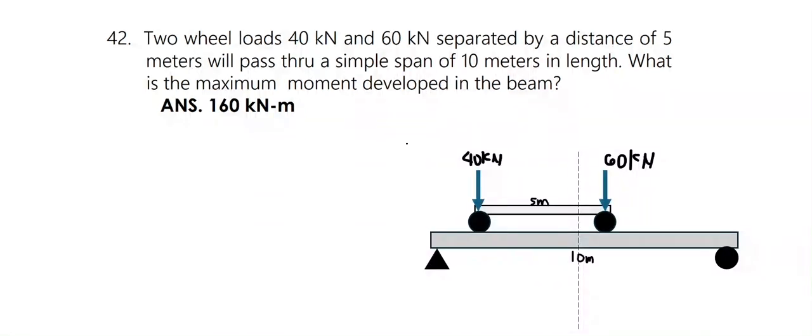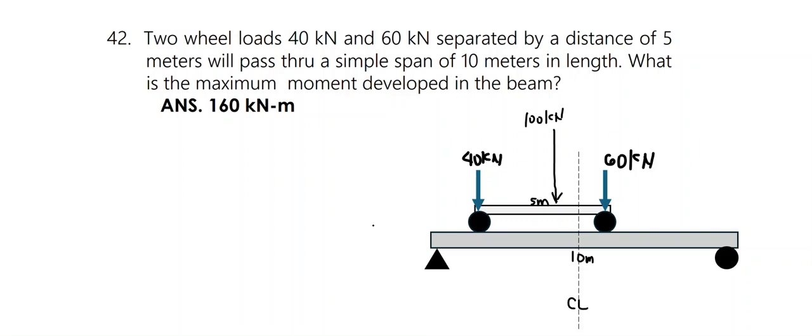To solve this problem, first we need to find the resultant of the two loads. Let's say it's found right here. That is equal to 60 kN plus 40 kN, equal to 100 kN. The maximum moment typically occurs if we place the midpoint between the resultant and the largest load, that is 60 kN, at the midspan or the center line of the beam.